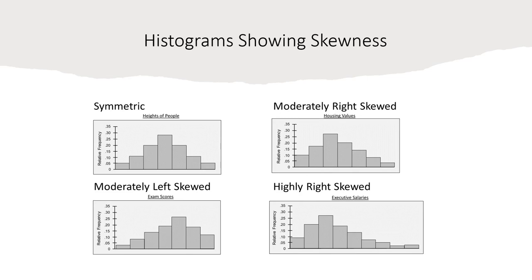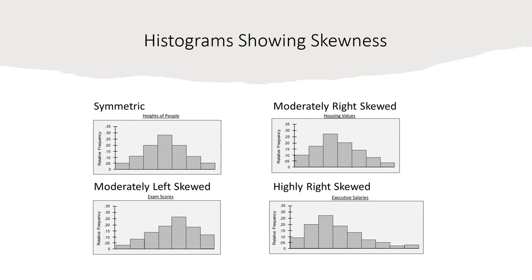Here, if we look at our positively skewed, that's going to be the case where our mode is less than our median, which is less than our mean, and it has a tail on the right side. So that moderately right skewed is called a positive skew. And then we also have our chart where we see our mean is less than our median, which is less than our mode. And that's going to be negatively skewed with the tail on the left.